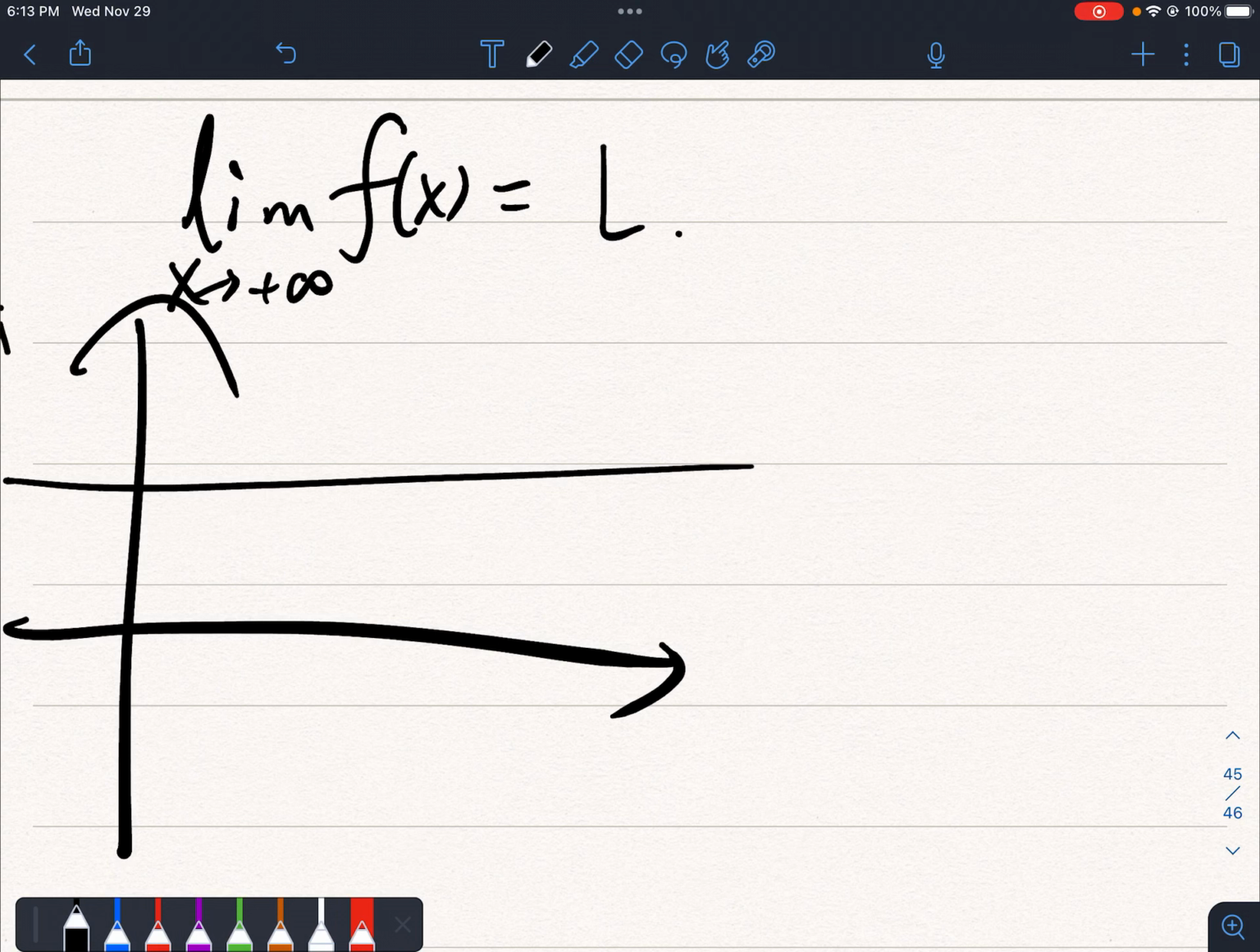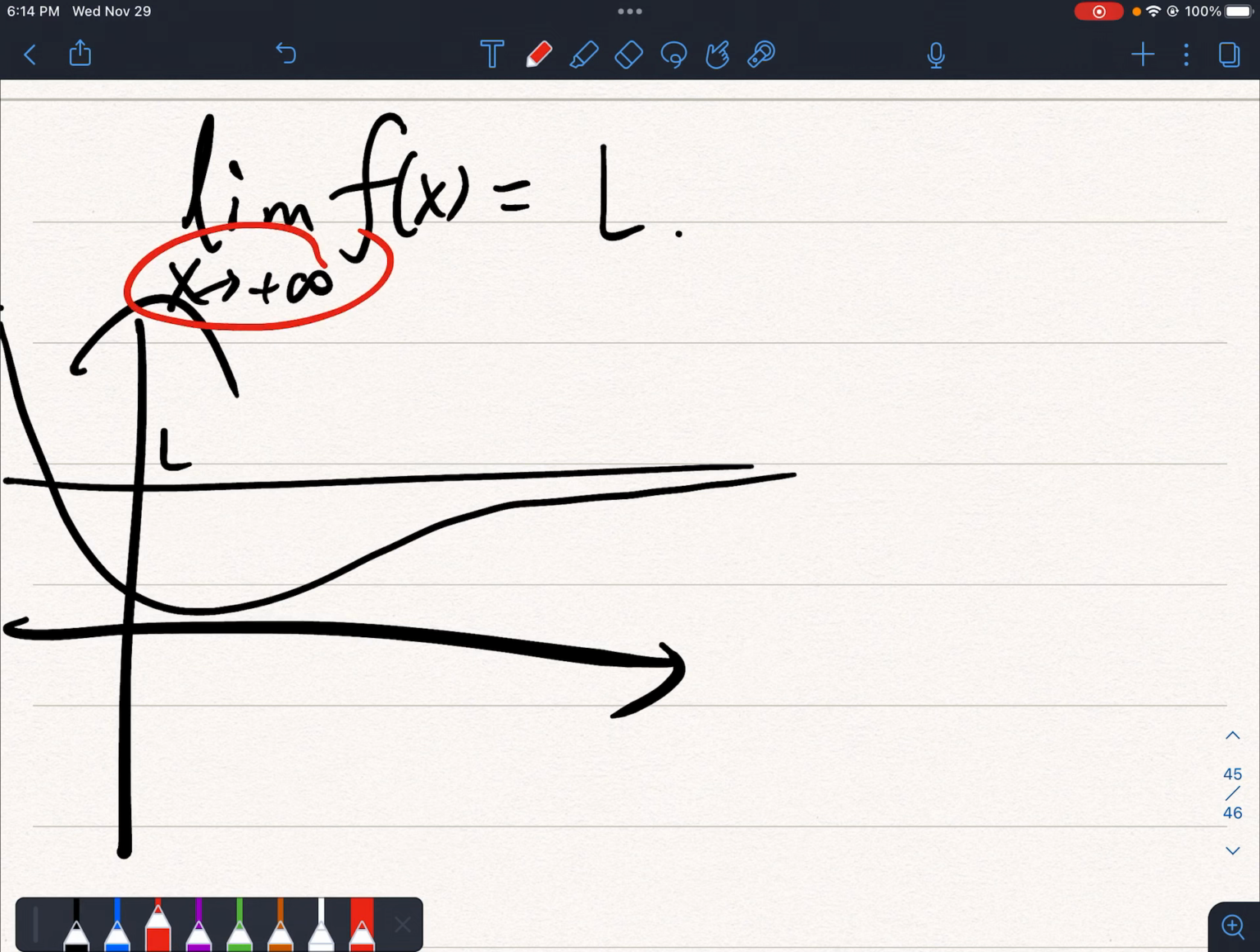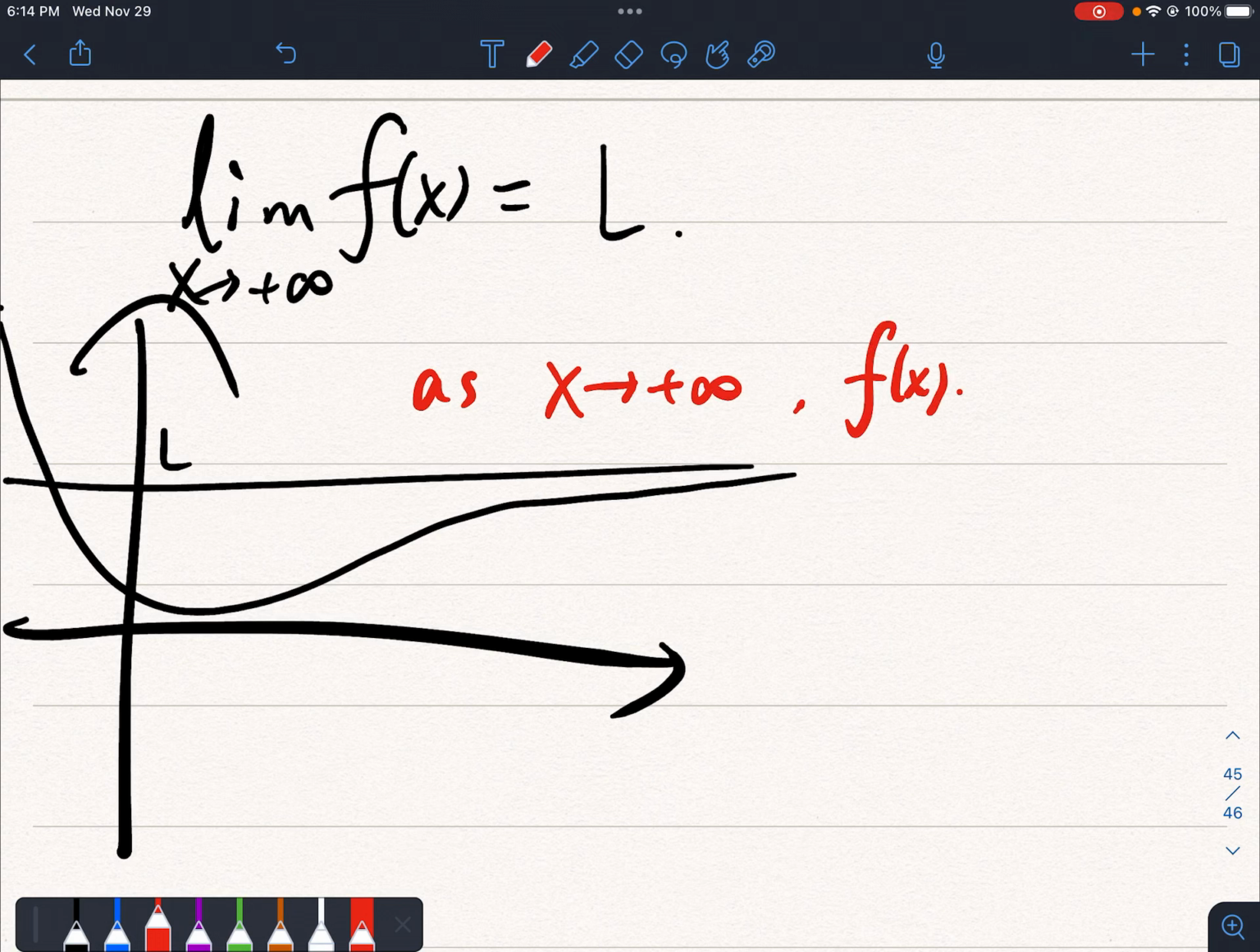Then this means it has a horizontal asymptote, or let's say we have this graph. When x approaches infinity, you can see that the value will approach this value L. Because here x approaches infinity instead of approaching a point, we don't have some point A, but this becomes infinity, which means when x is very large, then f of x will be very close to L. So as x approaches plus infinity, f of x will approach L.